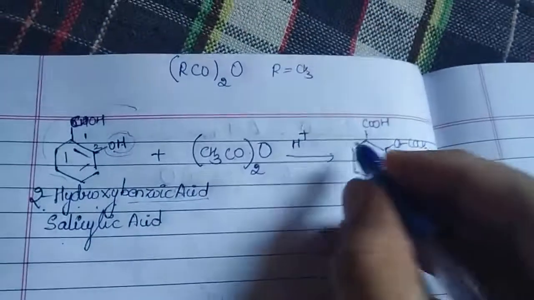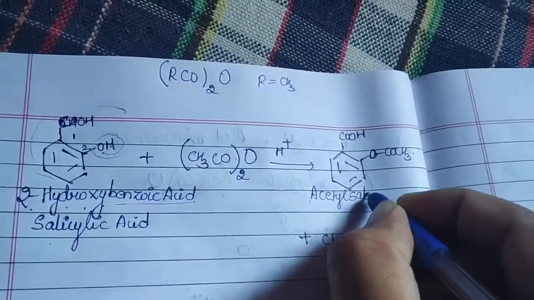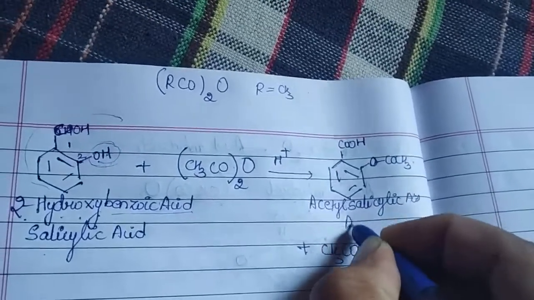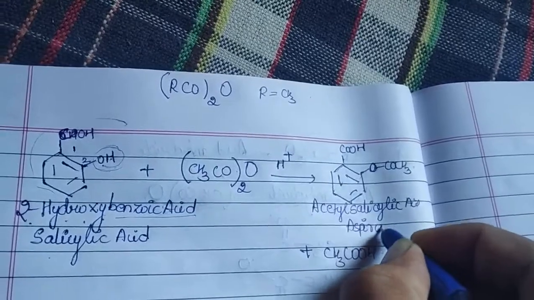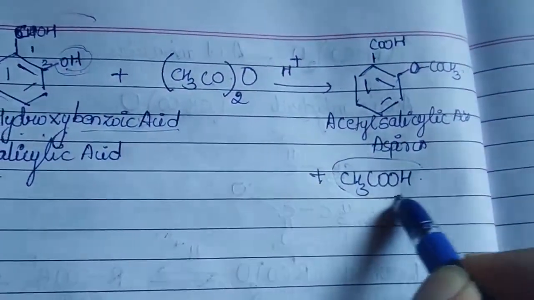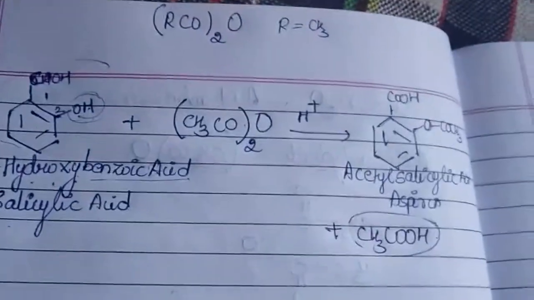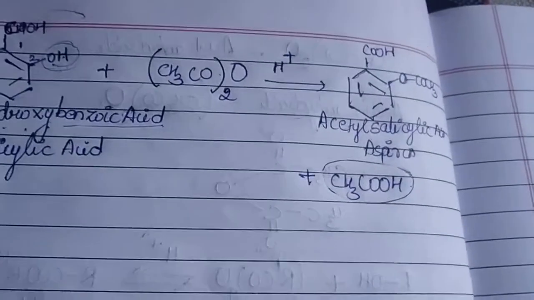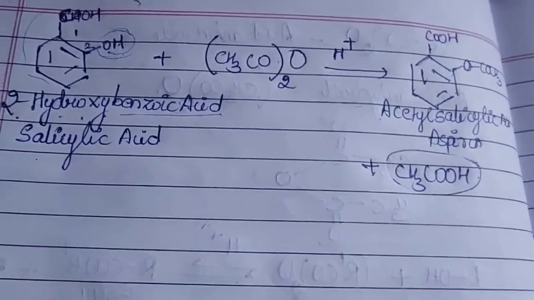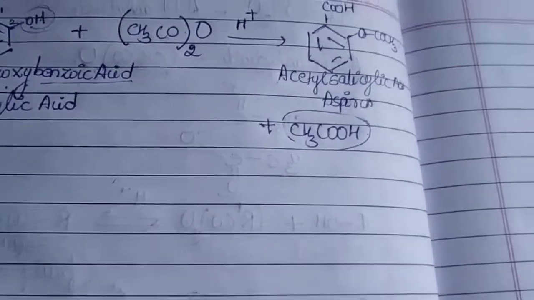COOH. So this is called acetyl salicylic acid, or also aspirin. And the byproduct obtained over here is acetic acid. Is that clear? So one of the most important questions which can be asked in your PU board exam is, how can you convert salicylic acid to aspirin? They can ask you, or give a brief note on the reaction involved in the production of aspirin.